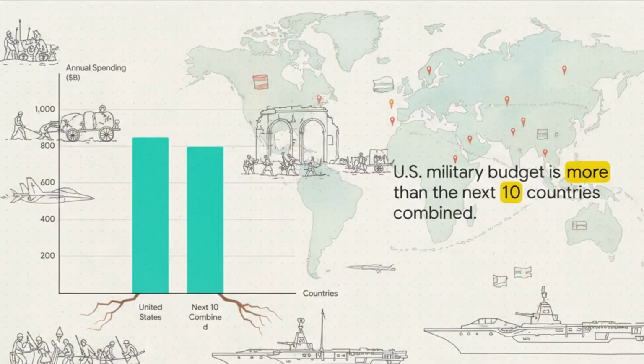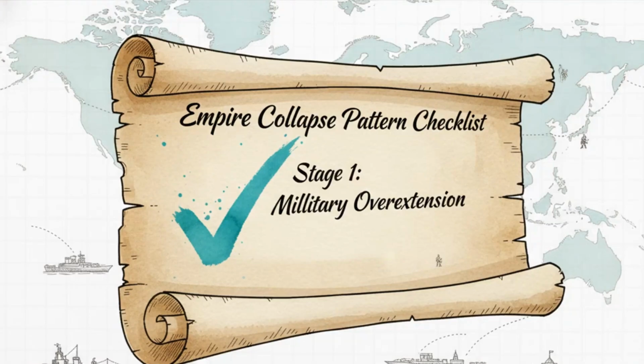Stage 1, military overextension. The United States maintains over 750 military bases in 80 countries. Our defense budget is $850 billion. That's more than the next 10 countries combined. We are stretched incredibly thin, just like every empire before us. So for Stage 1, that is a definite check.